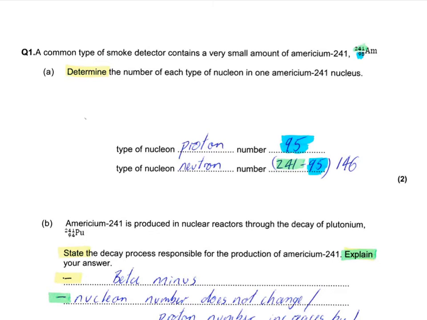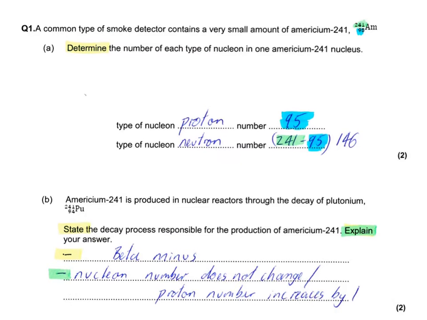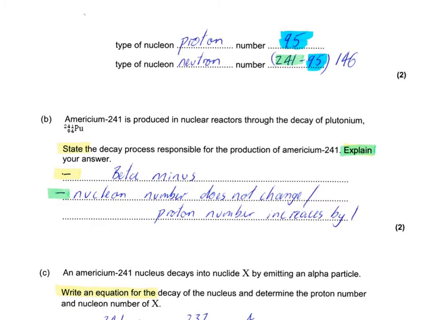So we're not changing the nucleon number. The total number of nucleons doesn't change, but the number of protons goes up by 1. So that's beta minus decay. In beta minus decay, we get 1 neutron turning into a proton, so the total number of nucleons doesn't change, but of course we've got 1 extra proton. So how do we know that? Because the nucleon number doesn't change, and because the proton number increases by 1.